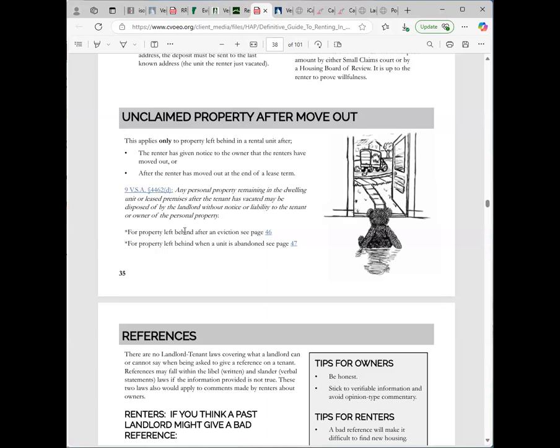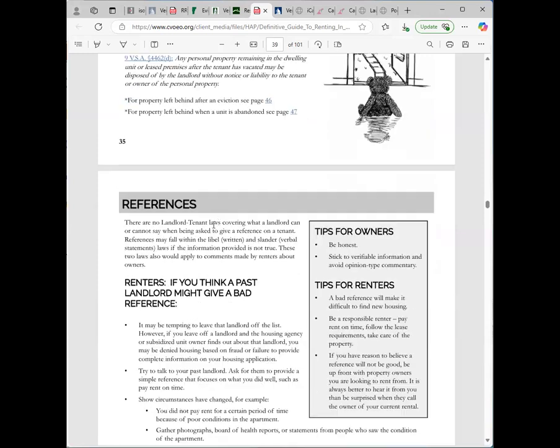So one is eviction, where the tenant has been removed. One is when the unit has been abandoned, meaning the tenant has either passed away, or maybe they've become incapacitated. Maybe they've become incarcerated. That's the other issue, is that people get to the point where they can't return to the unit. And so it's deemed abandoned and what to do.